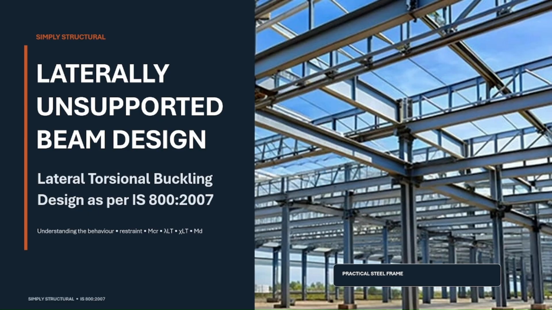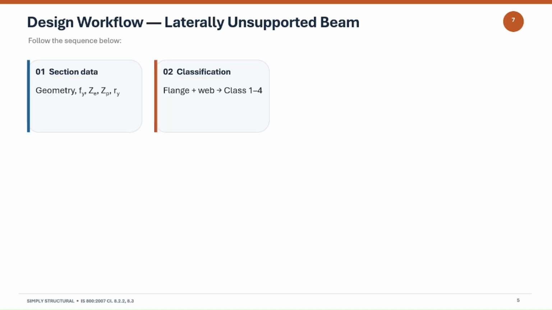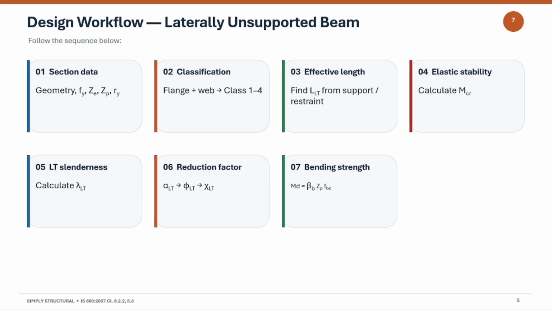In the previous lecture, we discussed the design procedure for laterally unsupported beams as per IS 800 2007. In that video, we discussed that first of all, based on the section data, we calculate ZE, ZP, then we classify the section based on the section properties that we have, then we calculate the effective length, then we calculate the critical moment MCR.